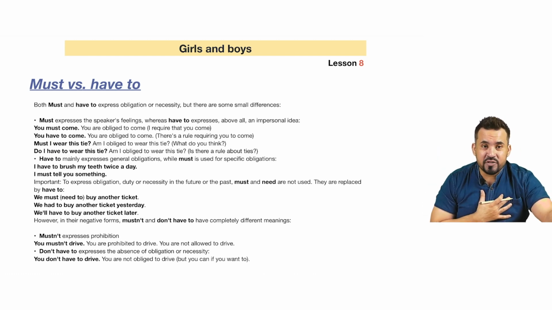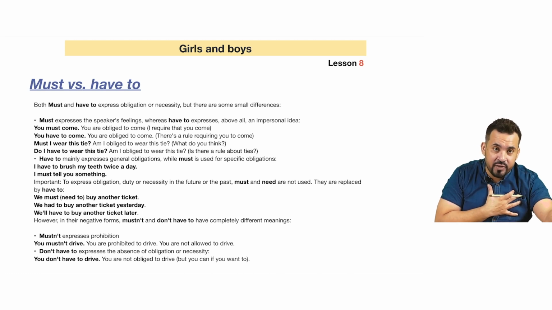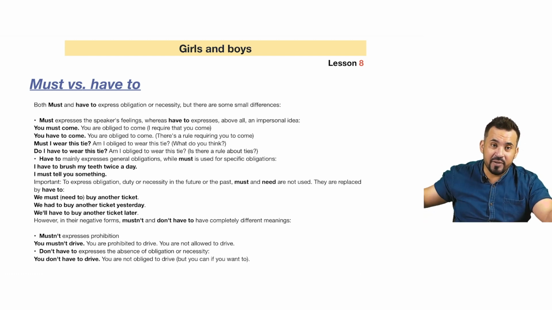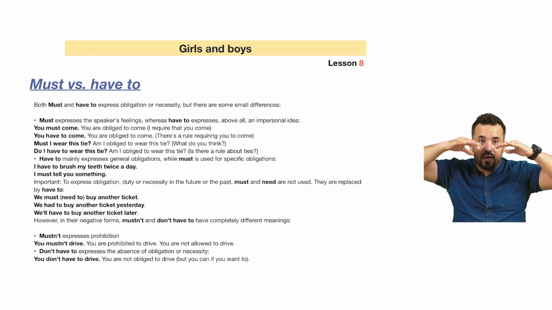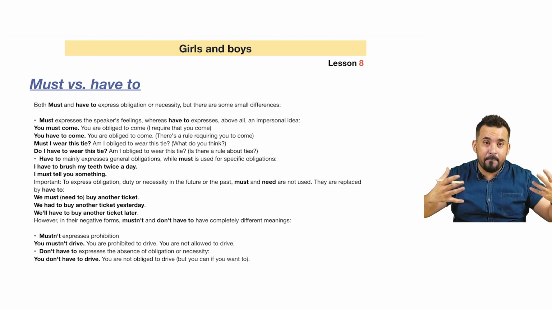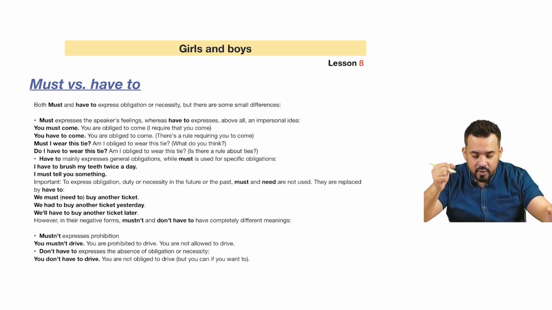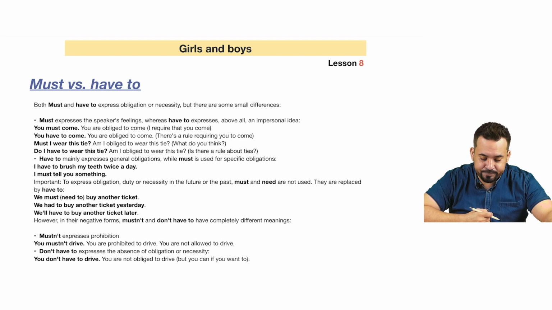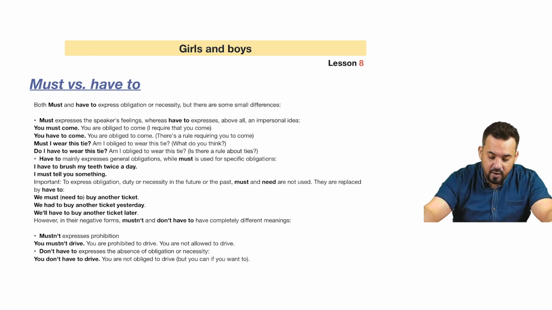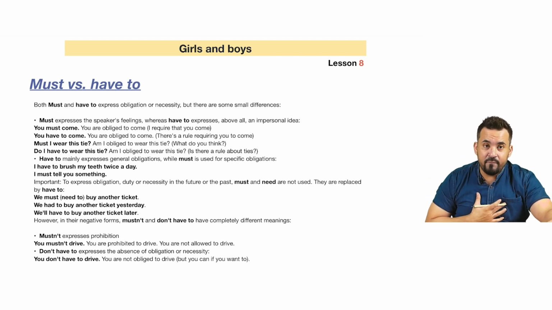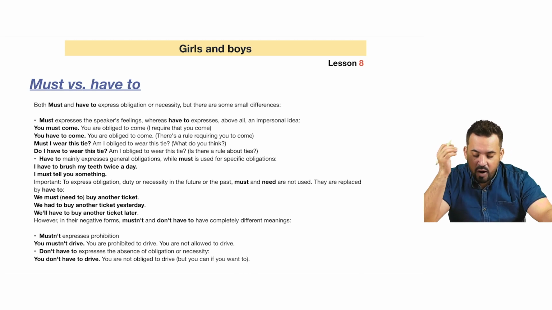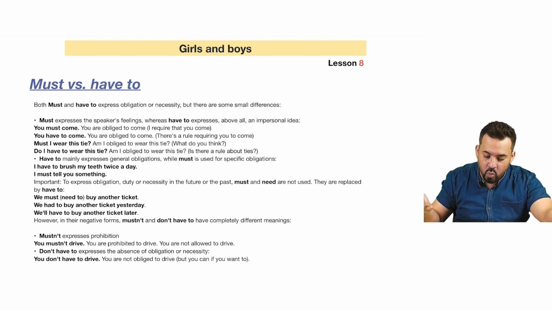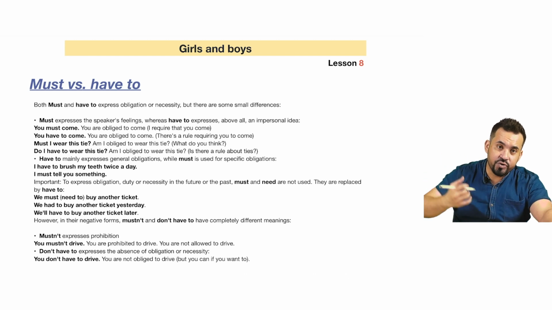So must is personal, like I think you should do this when I say must. But if I say have to, you're talking about something that is not personal, like a rule or a law. All right, let's take a look at these examples. You must come. It means I want you to come. I would like it for you to come. But if I say you have to come, it means you are obliged to come. That is like a rule, and the rule requires you to come.